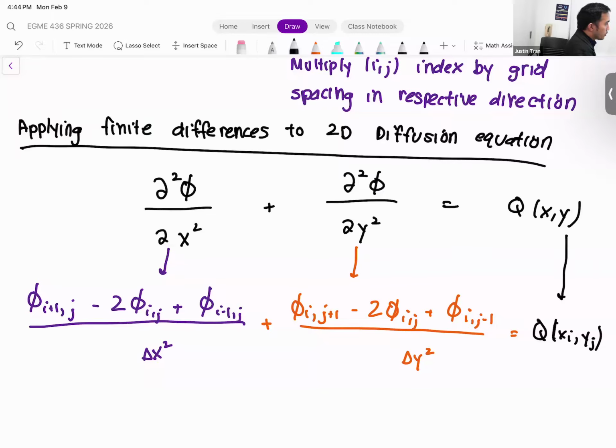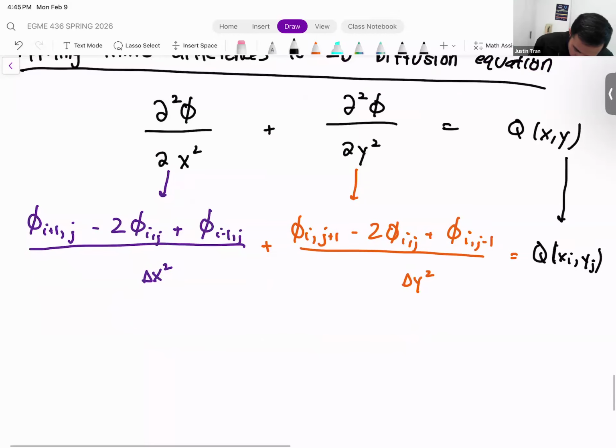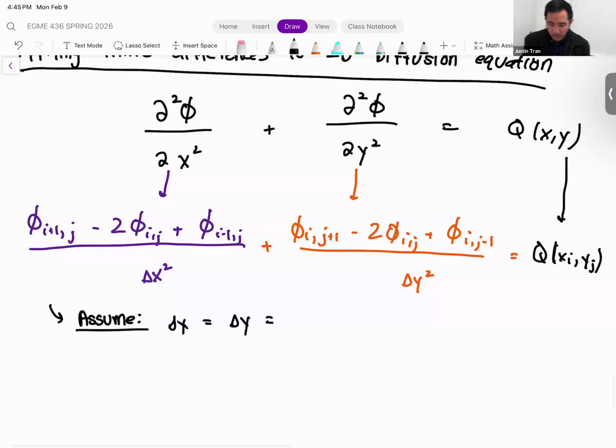To simplify this equation, especially just starting out, we'll assume that we have a perfectly square domain, so equal length in the x and y directions, and the same number of grid points. So we'll assume our grid spacing is the same in both directions. Let's assume that delta x is equal to delta y. Usually I'll just replace the grid spacing by a generic delta, so the grid spacing is the same in all directions.